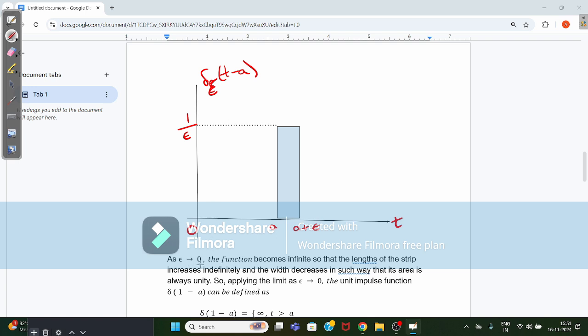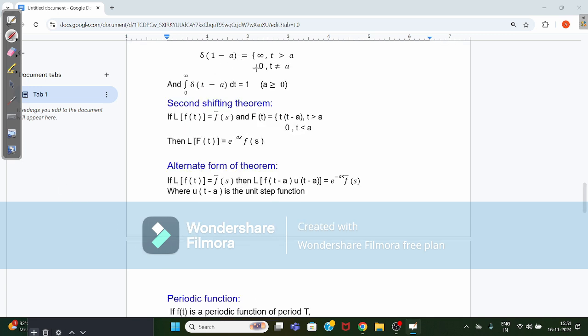As epsilon tends to 0, the function becomes infinite, so that the length of the strip increases indefinitely and the width decreases in such a way that its area is always unity. So applying the limit epsilon tends to 0, the unit impulse function delta t minus a can be defined as delta t minus a is equal to infinity if t is equal to a, 0 if t is not equal to a, and the integral from 0 to infinity of delta t minus a dt is equal to 1 if a is greater than or equal to 0.